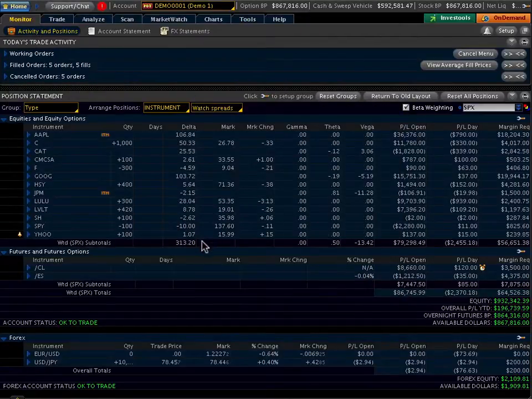Beta weighting is a featured tool on the Monitor tab. This measure of volatility lets you compare your current holdings against the market's volatility. How are you stacking up?